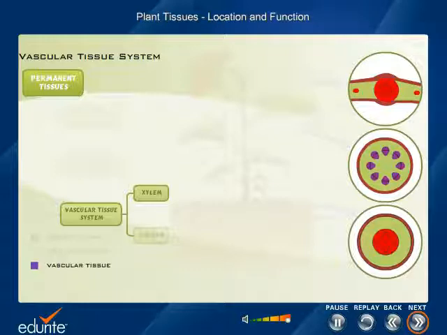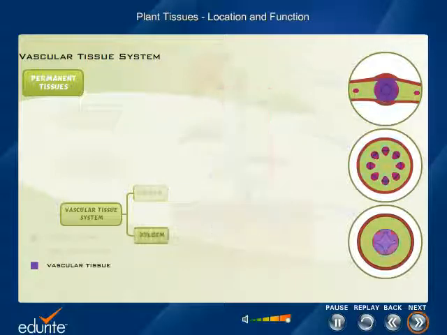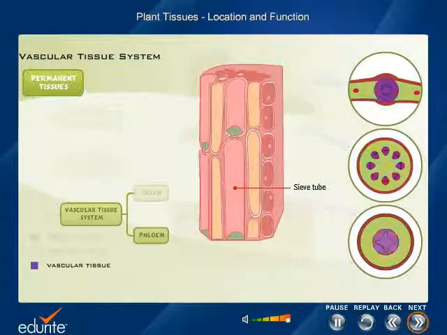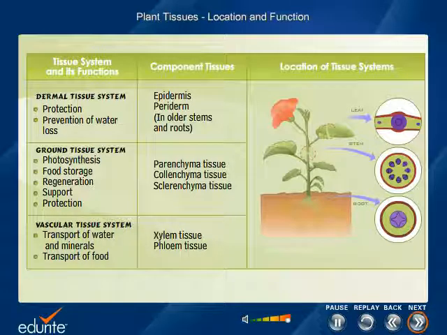Xylem tissue is made up of mainly two types of cells, the vessels and tracheids. Xylem transports water. Phloem tissue is made up of a sieve tube, companion cells and phloem parenchyma. Phloem transports food in the plants. The location and functions of the three tissue systems are summarized here.